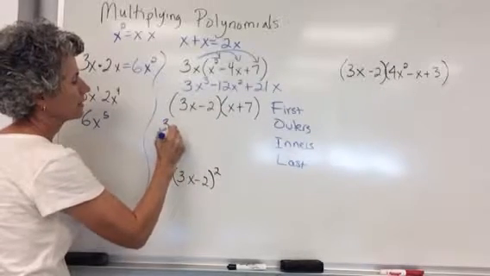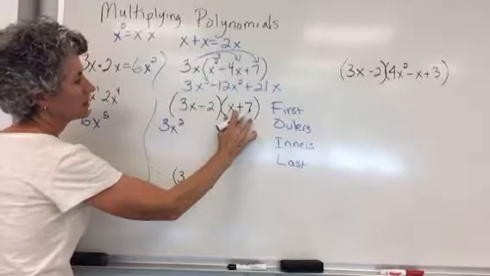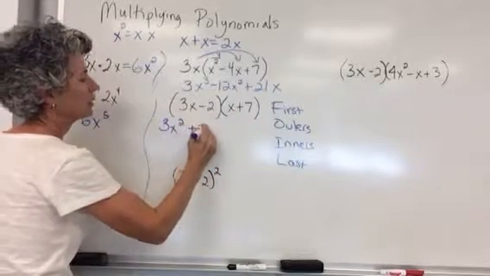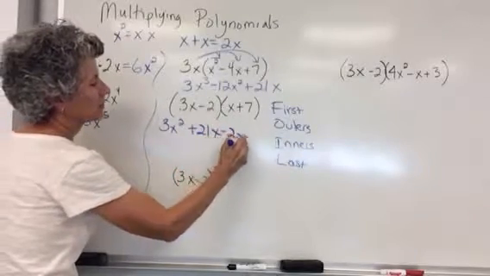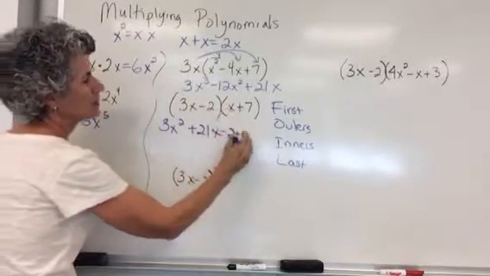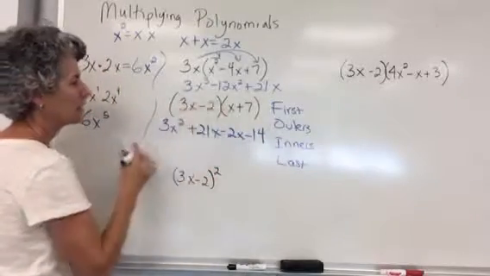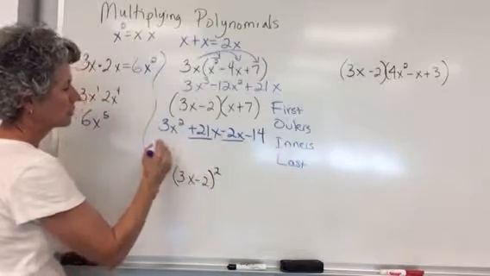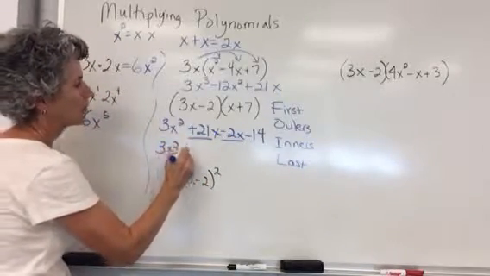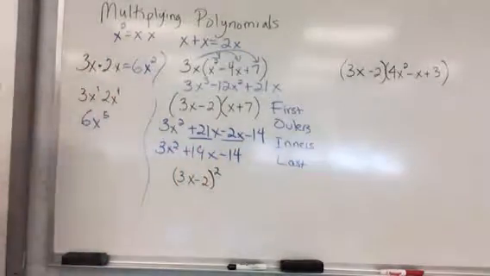So that's 3x to the second. Your outside ones, your outers, would be 3x and positive 7, which would be plus 21x. Your inners would be minus 2 and x, so that's minus 2x. And then the last one in each parenthesis would give you minus 14. Remember, that's a product. The first time through, you're multiplying everything. You'll often find that these two are like terms. You can put those together. So we have 3x squared plus 19x minus 14.